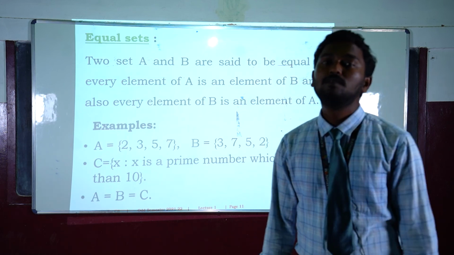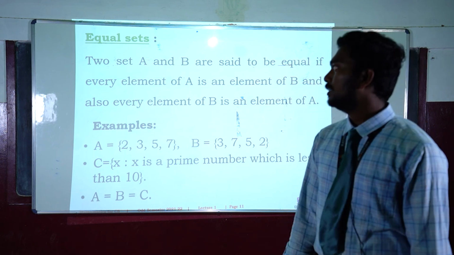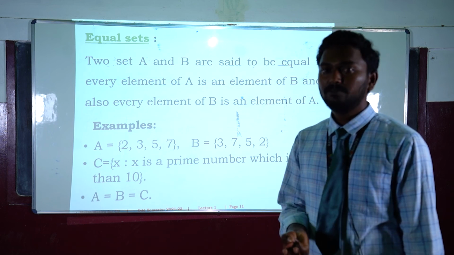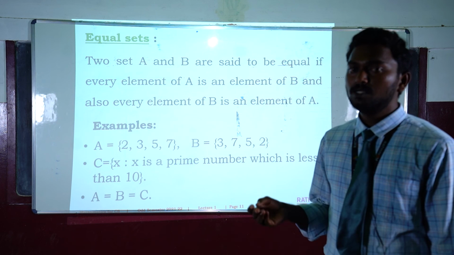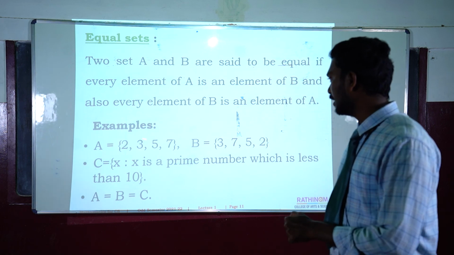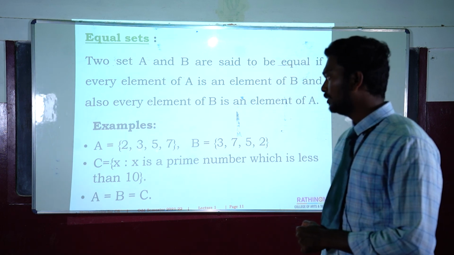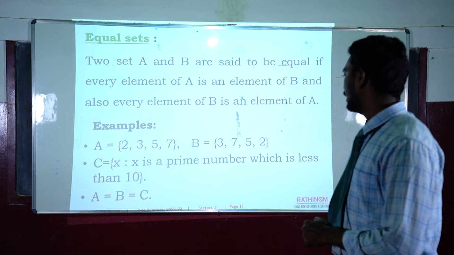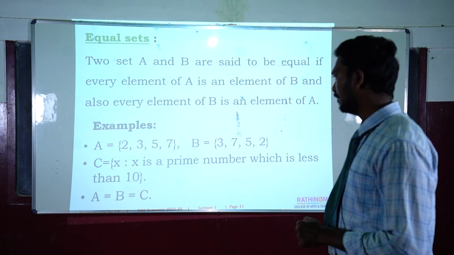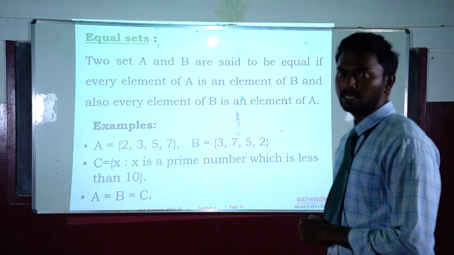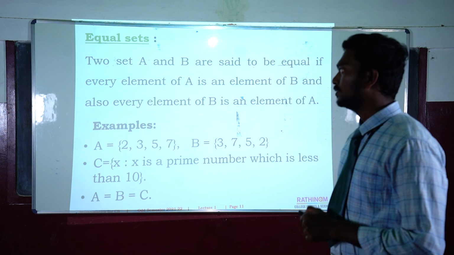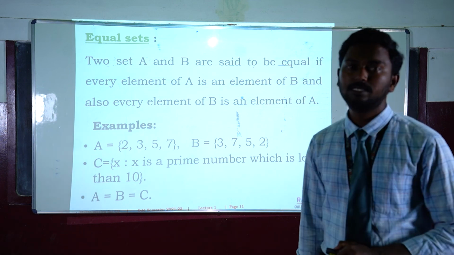Equal set. What is an equal set? If 2 sets are equal, then we can say they are equal sets. That means every element of A occurs in B, and every element of B also occurs in A. For example, just look at your A. Your A set is what? {2, 3, 5, 7}. Your B set is what? {3, 7, 5, 2}. Elements may be interchanged, but every element of A occurs in B, as well as every element of B occurs in A. So these sets are called equal sets.